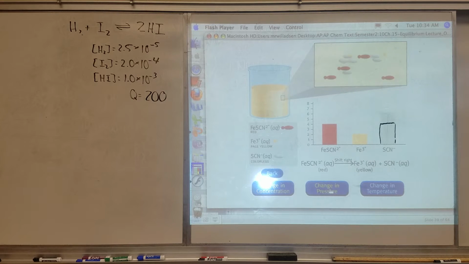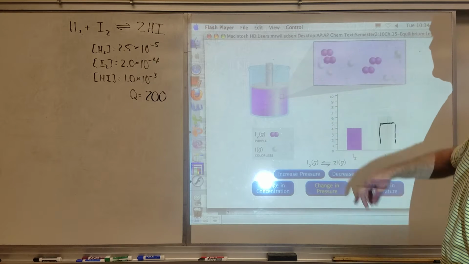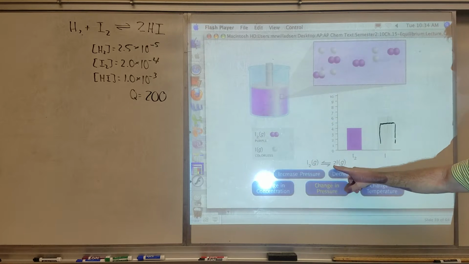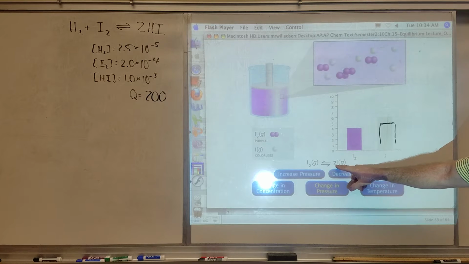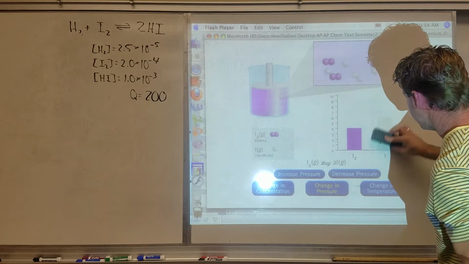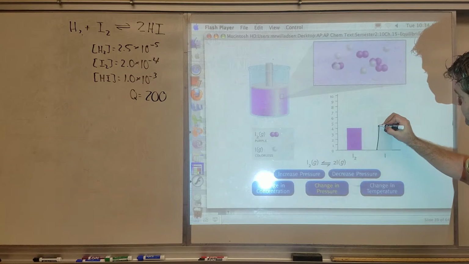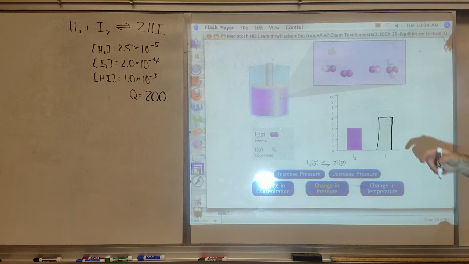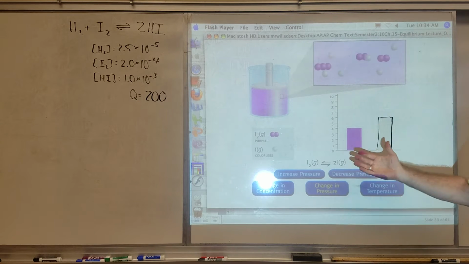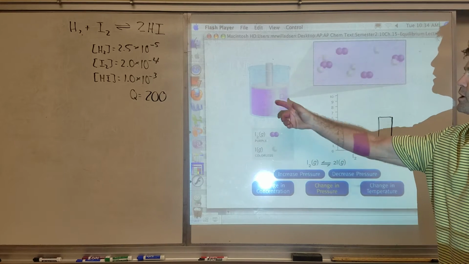Now let's see the effect of changing pressure. Look, we have diatomic iodine, and then it can break up into individual iodine atoms. I know you can't really see it; the reason they have it there is because it's clear. But you guys can see at equilibrium, both of them are present. The diatomic I2 is present, and it's purple, so that's why it's purple.